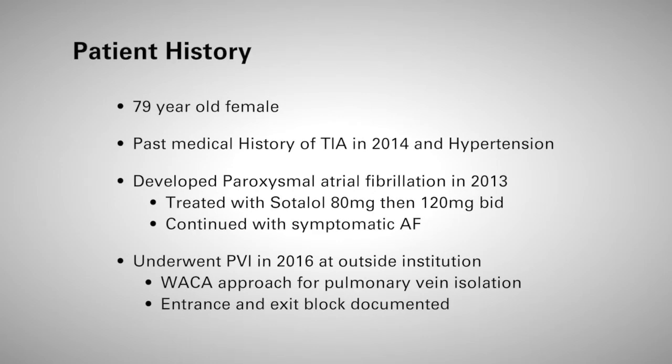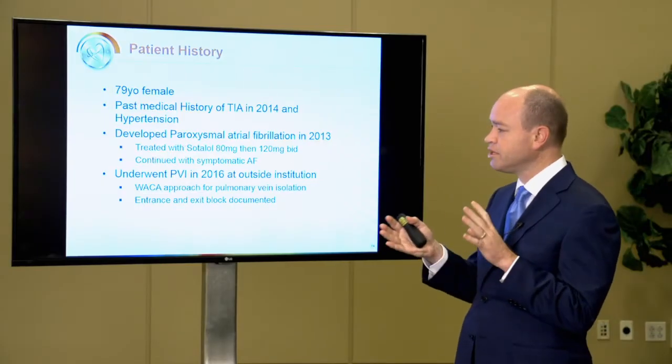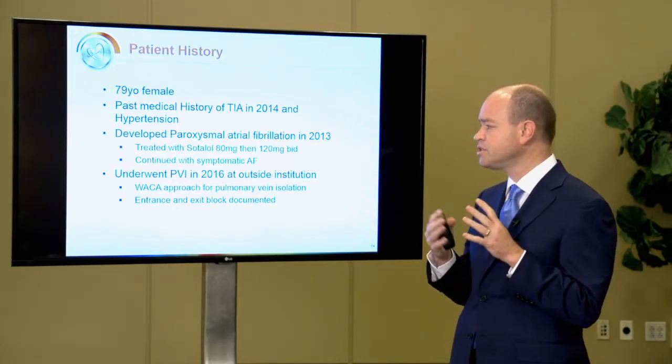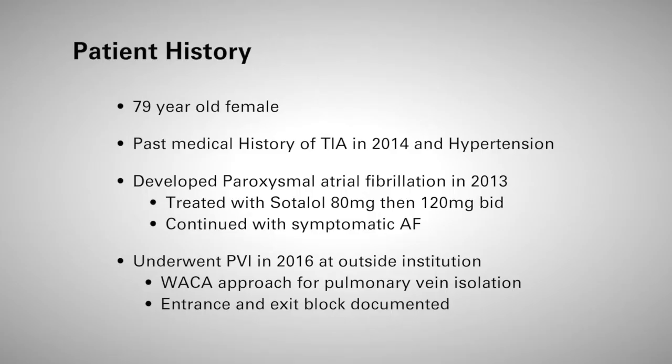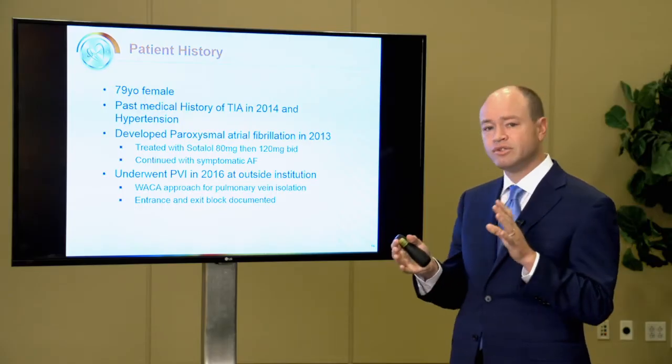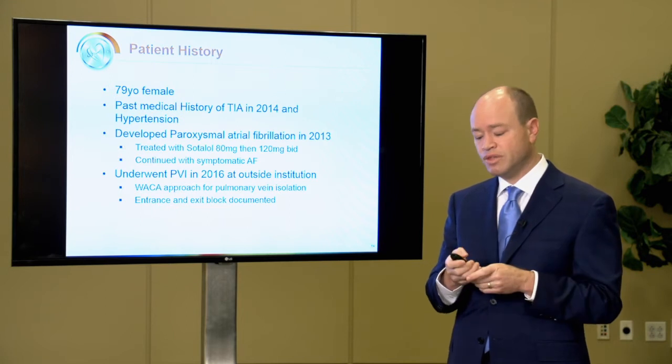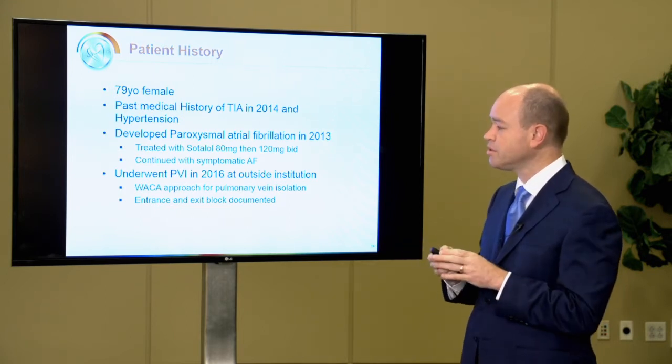So I'm going to start by showing a case that I performed. A 79-year-old female. She had a past history of TIA in 2014 and hypertension. She developed paroxysmal atrial fibrillation in 2013, which was initially treated with sotalol at low dose, increasing to medium dose. Unfortunately, she continued to have symptomatic atrial fibrillation, and she underwent a PV isolation procedure in 2016 at an outside institution. They utilized a wide area circumferential approach for the pulmonary vein isolation. They did document entrance and exit block during that procedure, a reasonable endpoint and result.